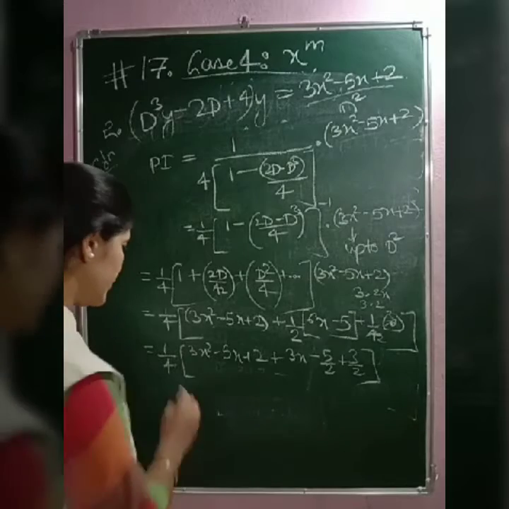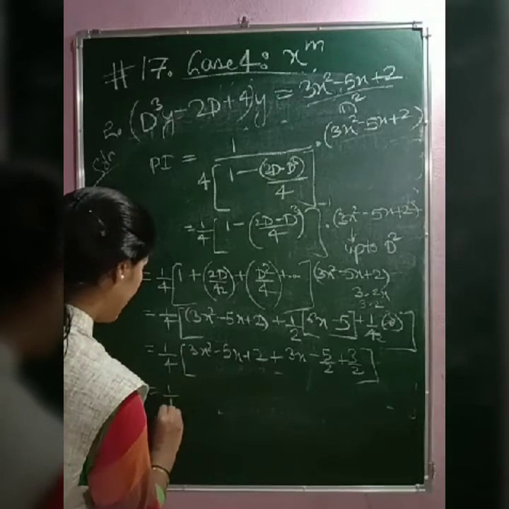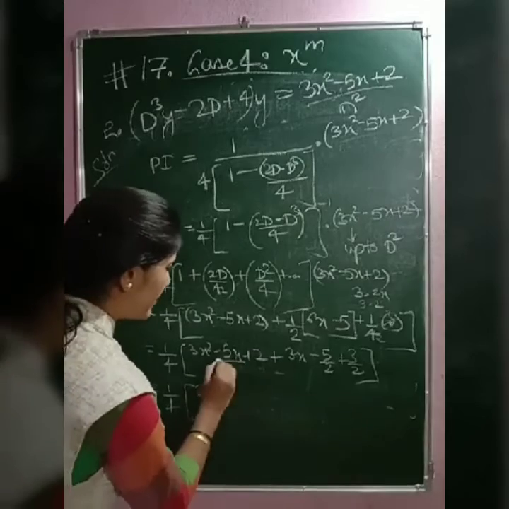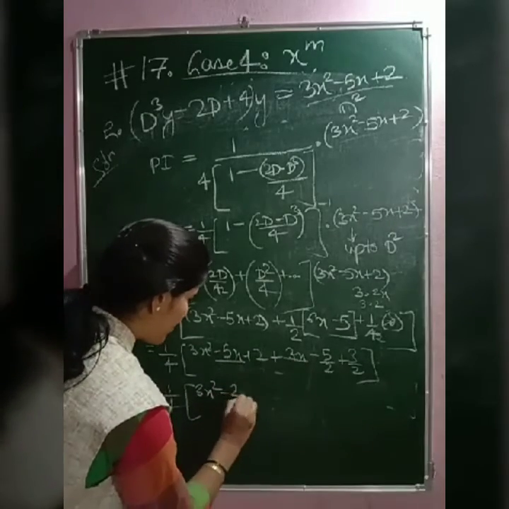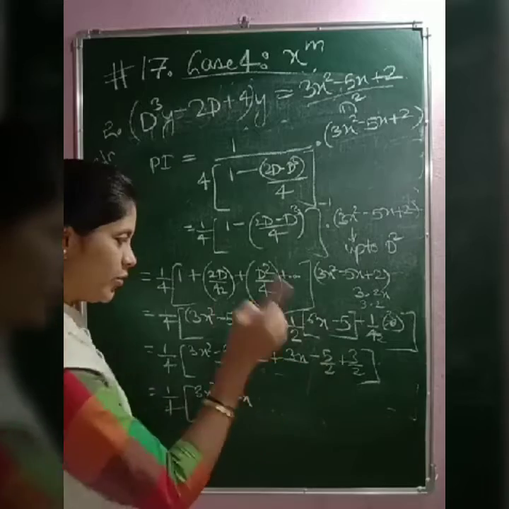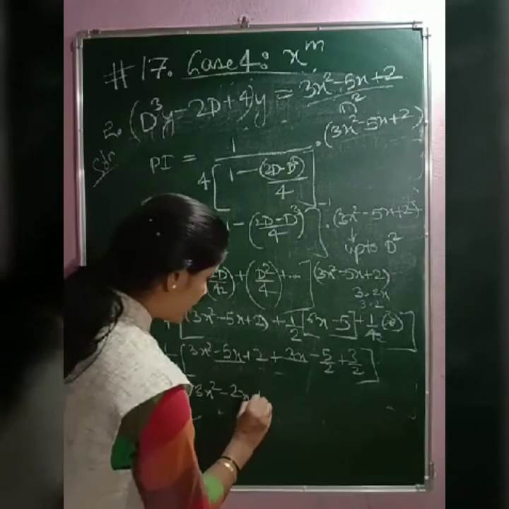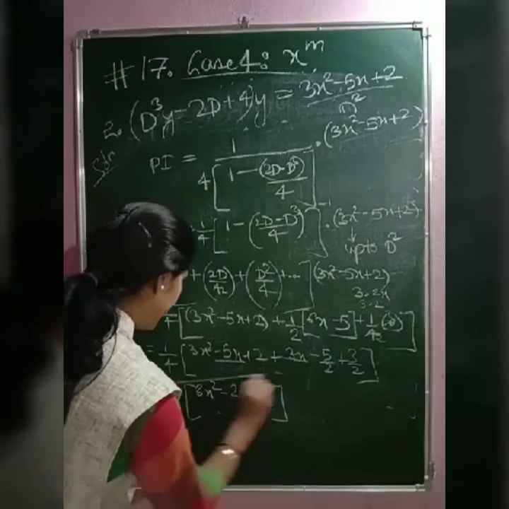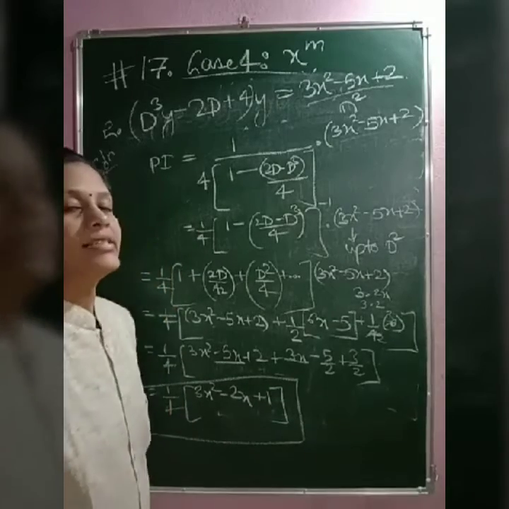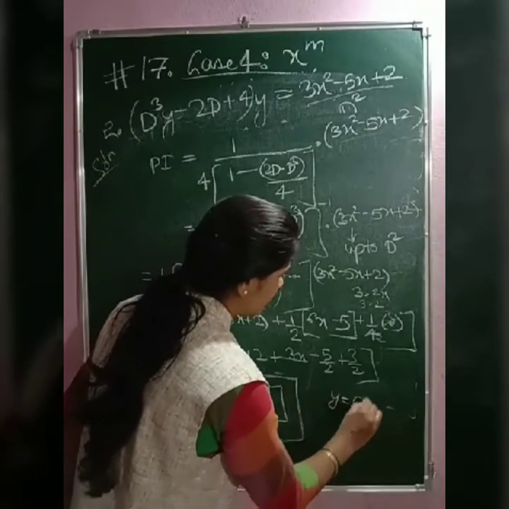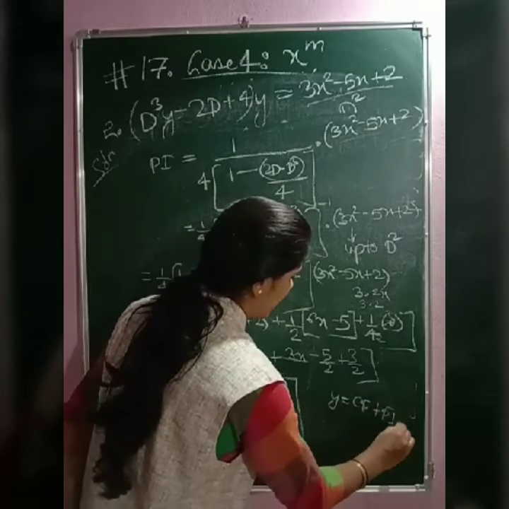So, this gives, let us write in descending power, 3x square as it is. Next, minus 5x plus 3x is minus 2x. Minus 5 by 2 plus 3 by 2 is minus 2 by 2, is minus 1, plus 2 is plus 1. So, this is our PI. CF we have already found. Complete solution is y equal to CF plus PI.